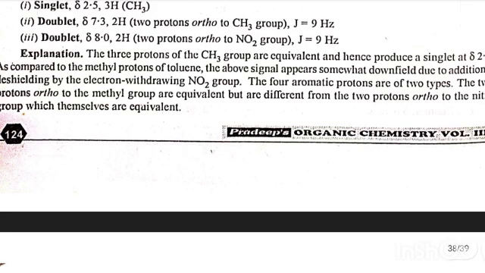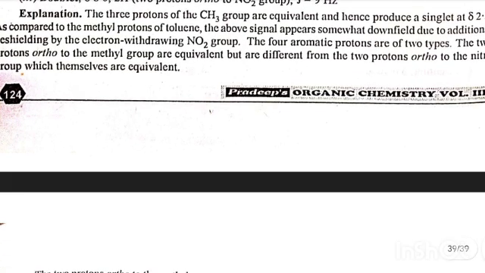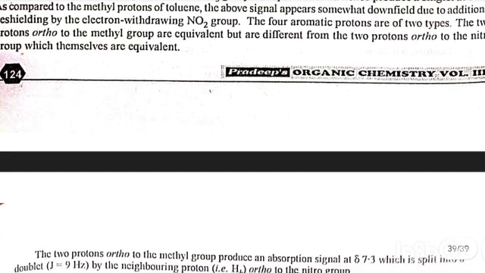Explanation. The 3 protons of the CH3 group are equivalent and hence produce a singlet at delta 2.5. As compared to the methyl protons of toluene, the above signal appears somewhat downfield due to additional deshielding by the electron withdrawing NO2 group. The 4 aromatic protons are of two types. The 2 protons ortho to the methyl group are equivalent but are different from the 2 protons ortho to the nitro group, which themselves are equivalent.